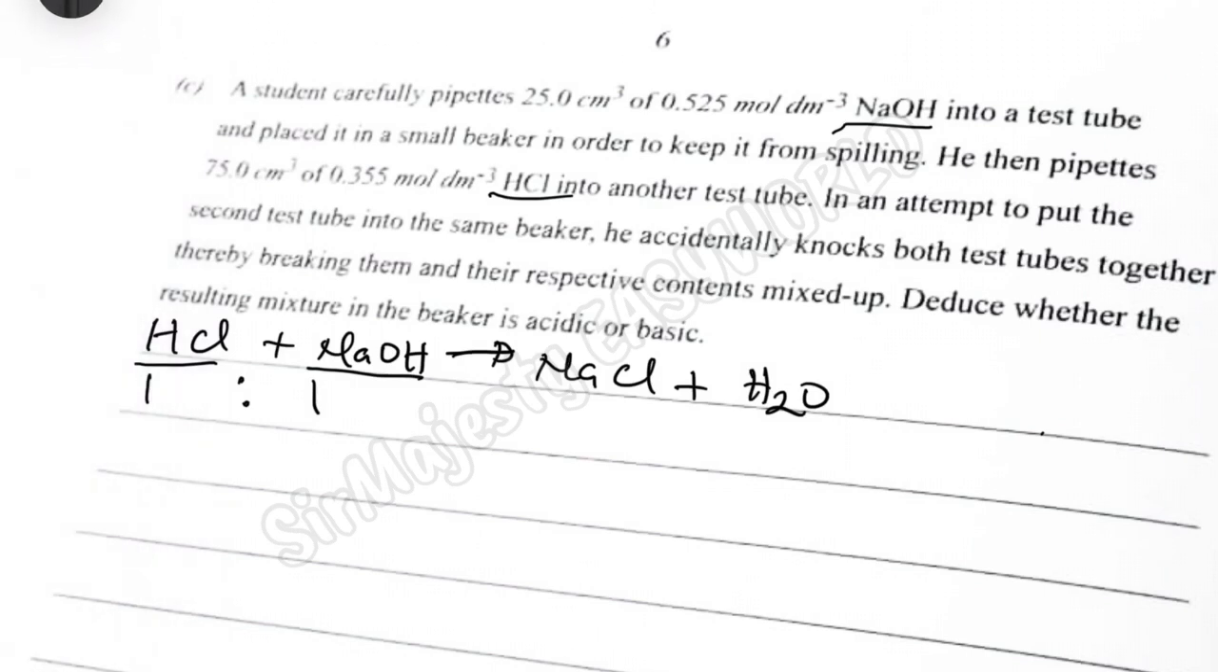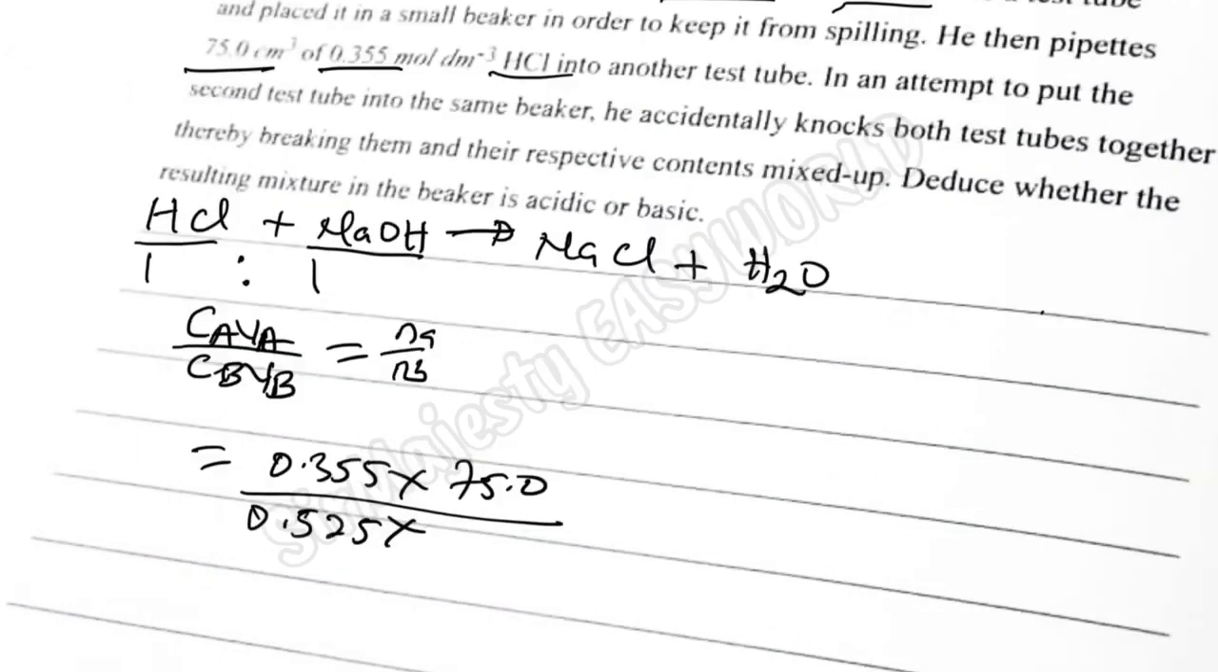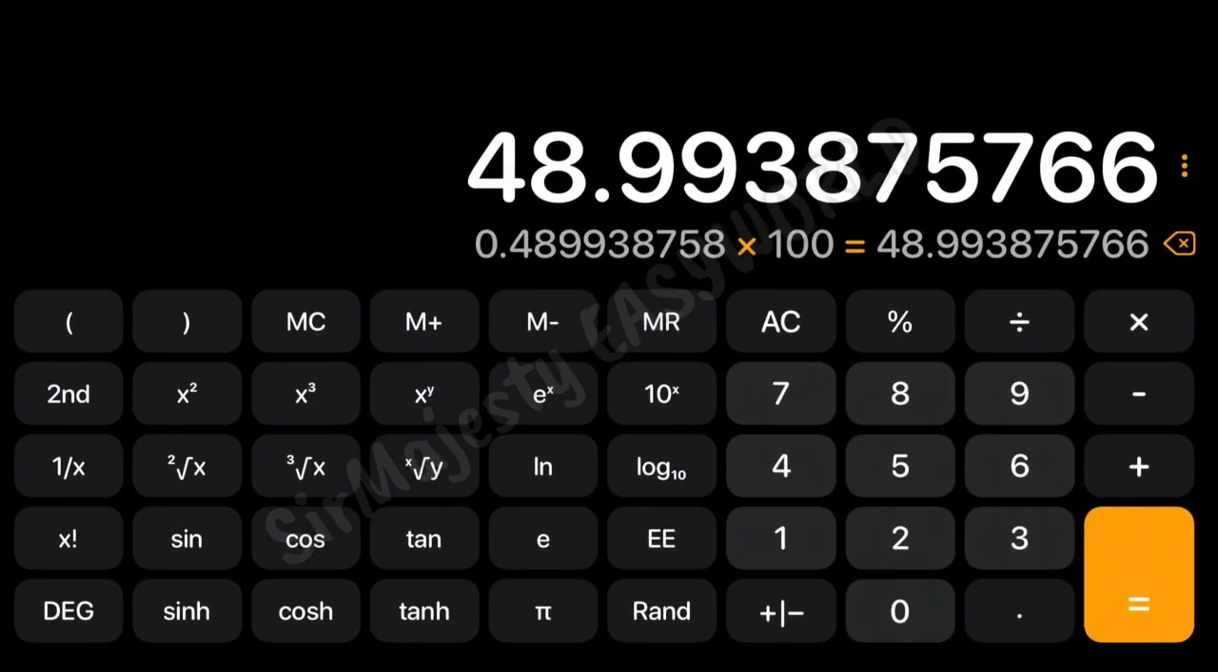So for my explanation, we use the volumetric analysis formula CaVa over CbVb equals Na over Nb. We will now fix the values, which implies that Ca from the question, Ca is for the acid, 0.355 times the volume of acid used, 75.0, all over Cb, the concentration of the base, 0.525 times the volume of the base, which is 25. If this is supposed to give us 1 over 1, from the calculator department, let's check the answer. It's obvious they are not going to be the same, but let's see which one will be topping.